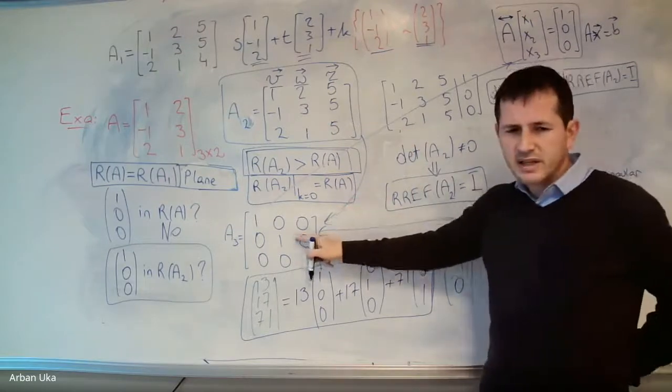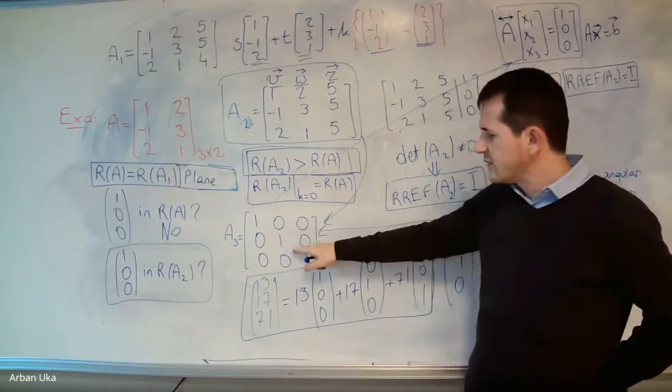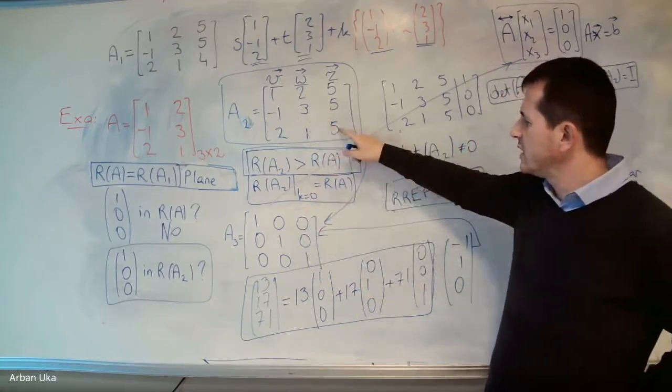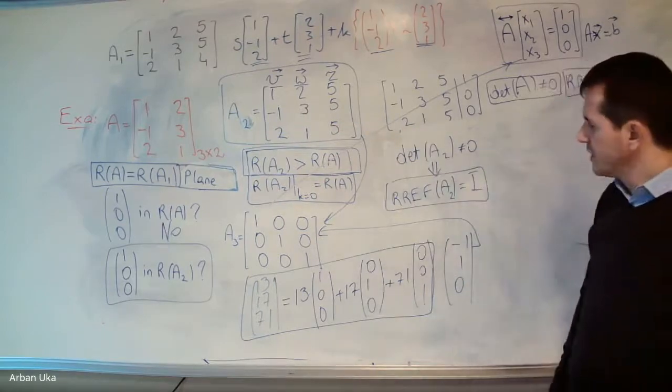If this one can span, the space that can be spanned by this matrix is the same as this matrix. Why? Because this is the reduced echelon form of this one. Okay, so is it clear? Yes, this part is clear.